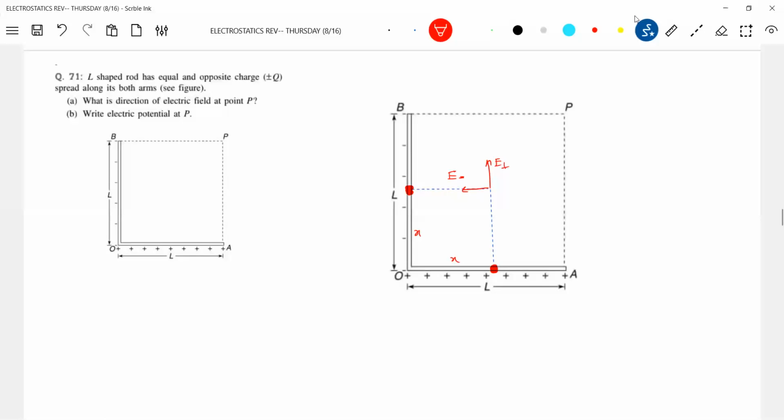So therefore how will the resultant field be? The resultant field should make an angle, with E positive and E negative. So this angle will be 45 degrees. So the resultant field even at P should make an angle parallel to the B bar.